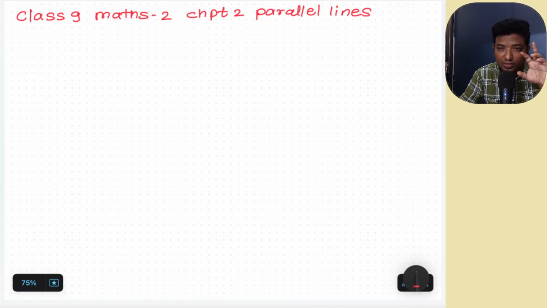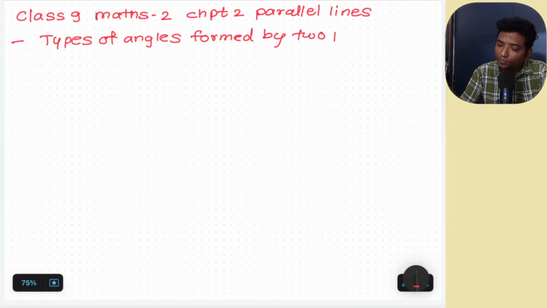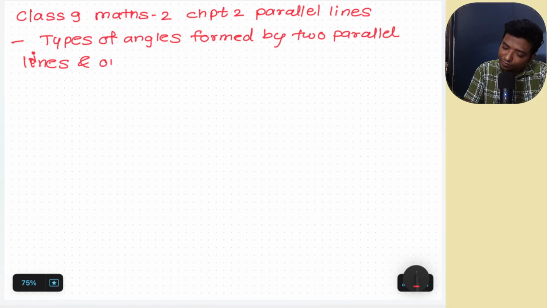There are two exercises in this particular chapter. So before proceeding to 2.1, we need to understand a few basics, or rather I will explain the types of angles formed by parallel lines and one common transversal.